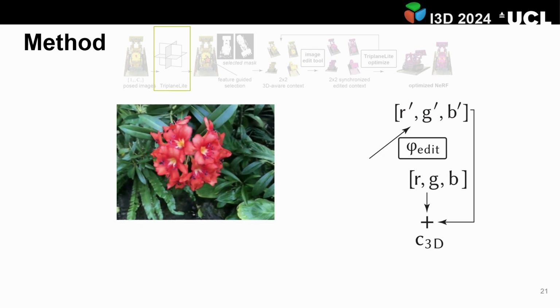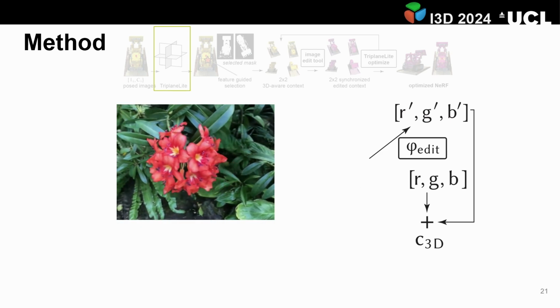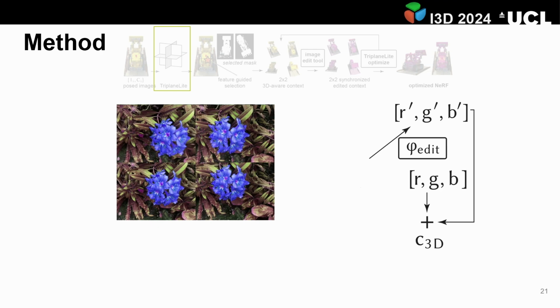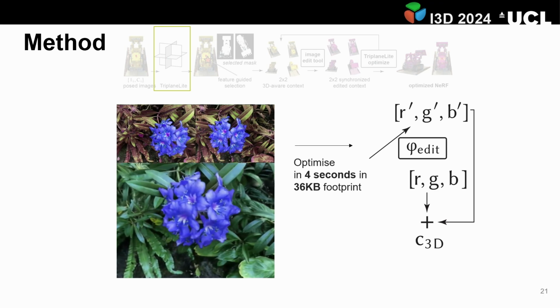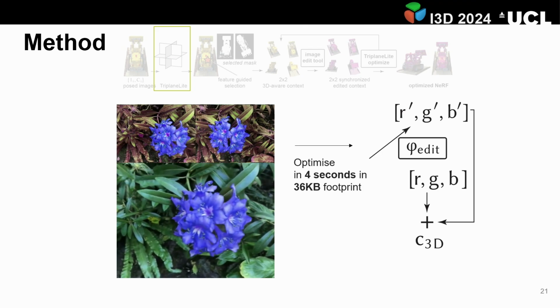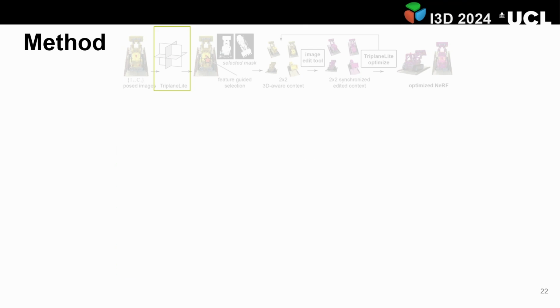For edits involving only appearance changes, for example, editing views by hue color mapping in Photoshop, thanks to our triplane light architecture, we can train a residual edit MLP in 4 seconds with a minimal footprint, in 36 KB. And finally, we can achieve desirable edited results. And due to this real-time editing and low memory footprint, we can use the residual edit MLP to achieve layered editing.